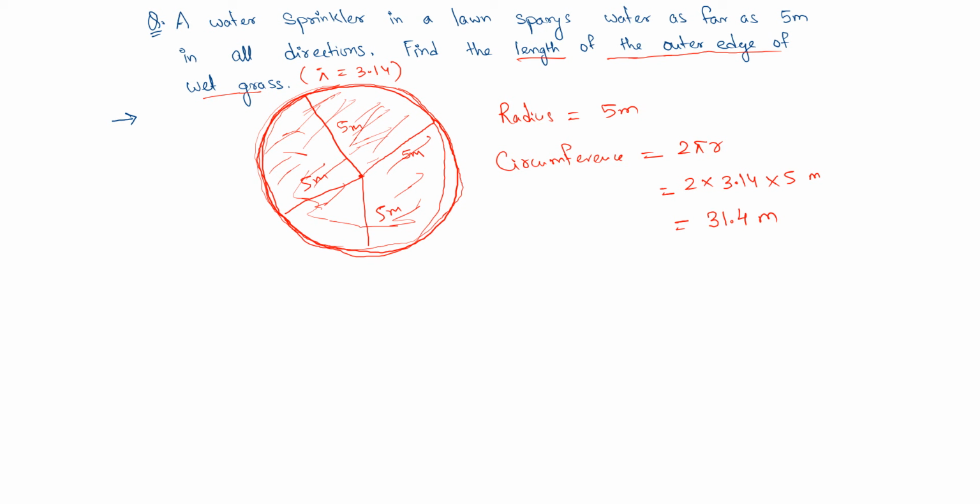So therefore the circumference gives you the length of the outer edge of the wet grass. So you can write the statement, therefore length of the outer edge of wet grass is equal to 31.4 meter. Okay, it was a very simple question. Now let's move on to the last question of this video.